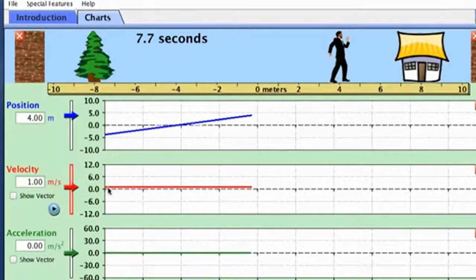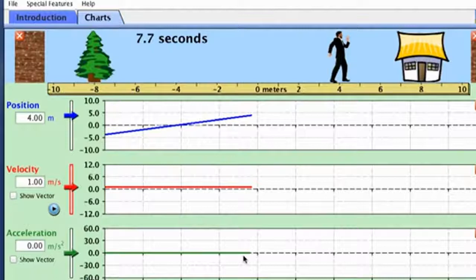He's moving away at a velocity. Notice that our velocity is not on the 0. It's above the 0, so we have a positive velocity. But our velocity is not changing, so we have 0 acceleration.